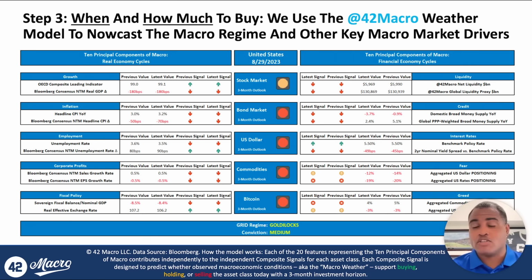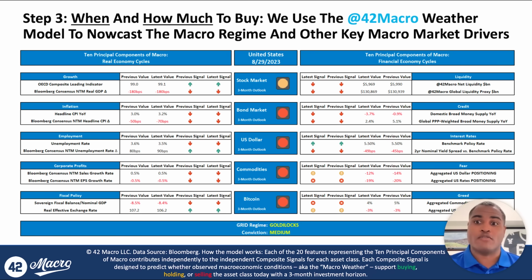And so when we transition to the right side of the page, which are the financial economy cycles, we'll start with our 42 Macro net liquidity model. We've talked about that before. That's the Fed's balance sheet minus the Treasury General Account and reverse repo facility balance. That number has been trending lower. Our global liquidity proxy, which we touched on last week, is the global central bank balance sheet plus global broad money supply plus global FX reserves minus gold. That number's been trending lower for a while now as well.